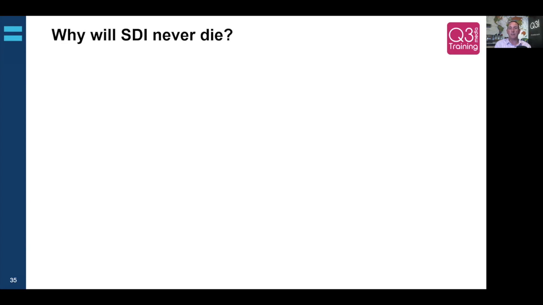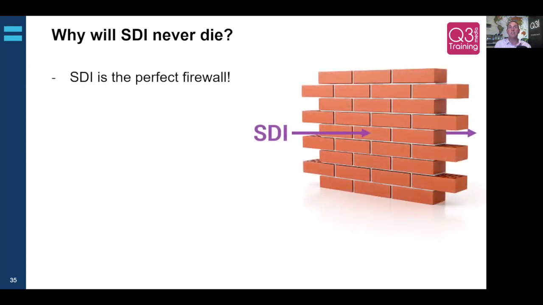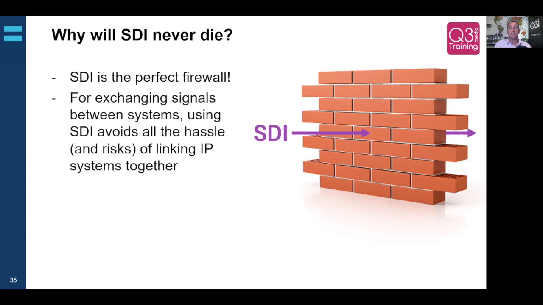And then I did say, why will SDI never die? I mentioned it earlier. It's the perfect firewall. If you need to get signals between areas, SDI is ideal. Even contemplating connecting up one IP system to another IP system, you just don't want to be going there. It would just be a nightmare, not just from the configuration side of it, but also the risk of linking two IP systems together and the potential for propagation of viruses or hacking attempts.